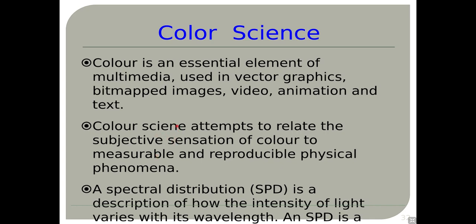And color science, sorry, spelling error here. Color science attempts to relate the subjective sensation of color to measurable and reproducible physical phenomena. So the simpler way to say it is that color can create different sensations for different people. So some people like striking colors, but some other people may like softer colors. So all of this is a very subjective sensation of how you choose your color.